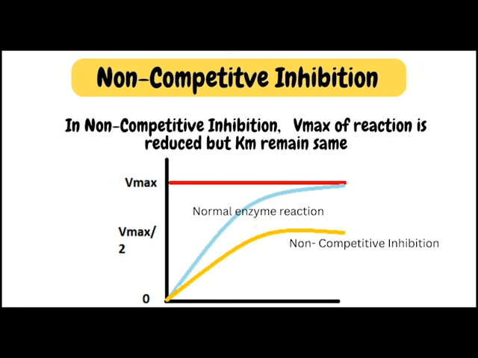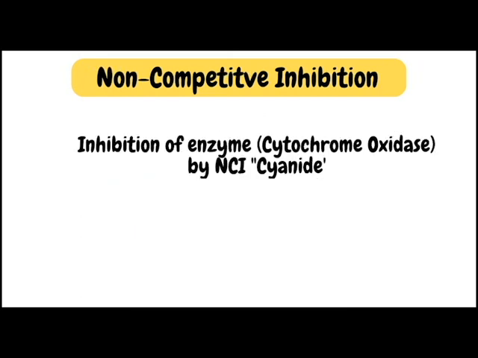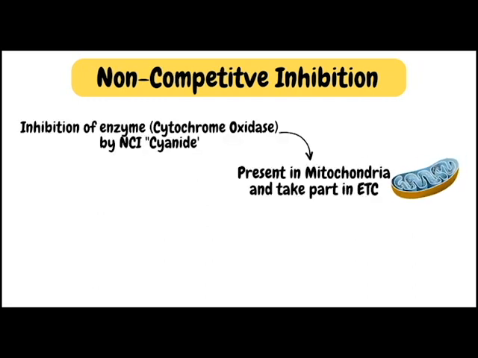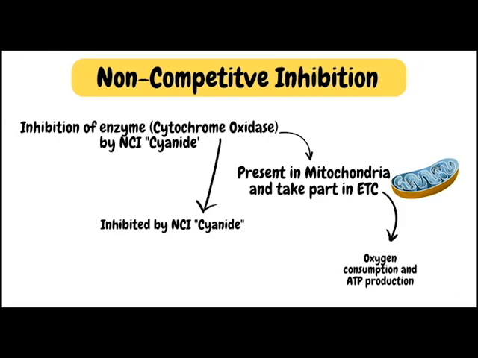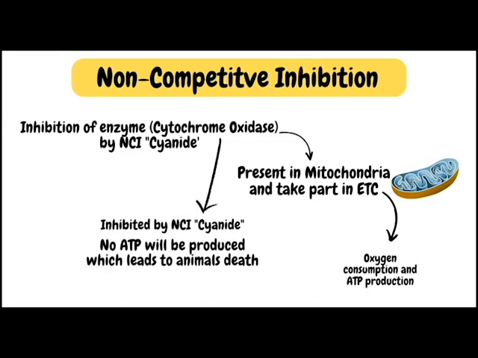Its example is inhibition of the enzyme cytochrome oxidase by the non-competitive inhibitor cyanide. This enzyme is present in mitochondria and takes part in the electron transport chain, which is the process of oxygen consumption and ATP production. When this enzyme is inhibited by the non-competitive inhibitor cyanide, no ATP will be produced, which ultimately leads to animal death.